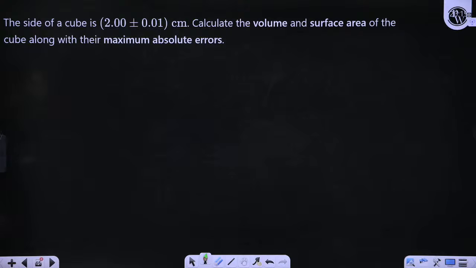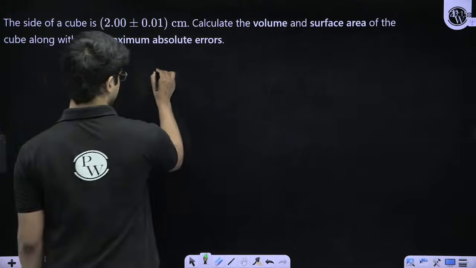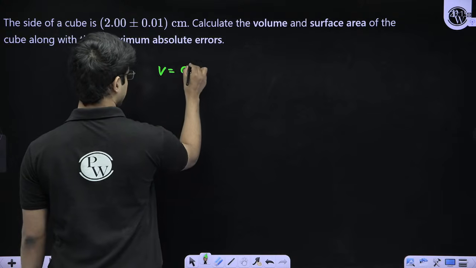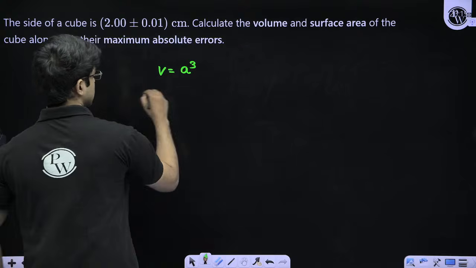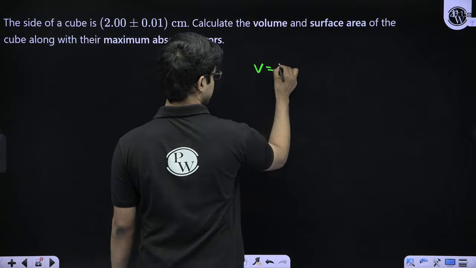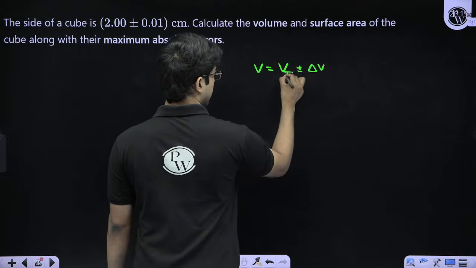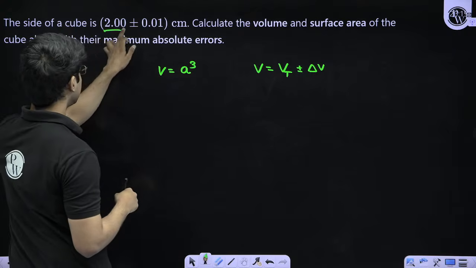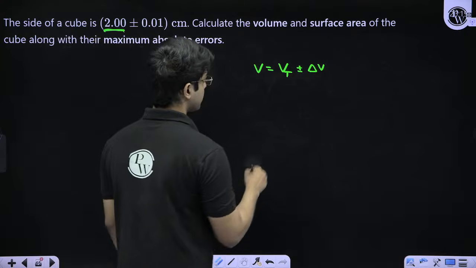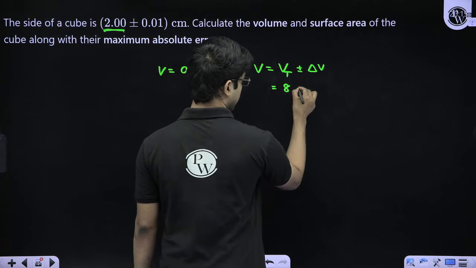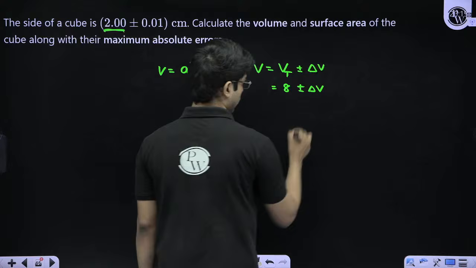Then we have this question. Here cube side length is given. It is 2 centimeter and possible error of 0.01 in the measurement. Calculate the volume and surface area of the cube. So volume formula for the cube is side length cubed, right? So volume we will express as the true value plus or minus the error. For true value it is easy. Just look at the side length of the cube, it is 2 centimeter, and cube it. So this will be 8.